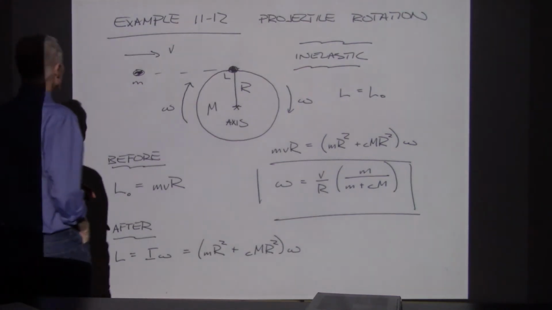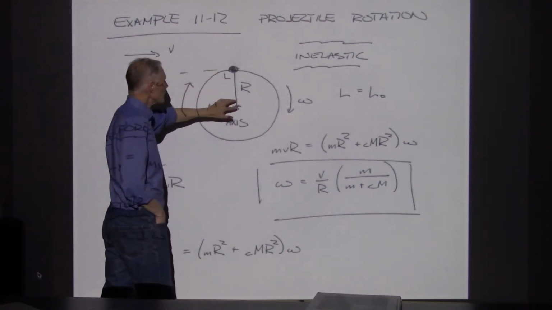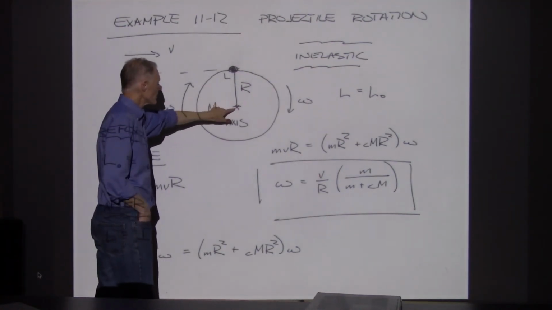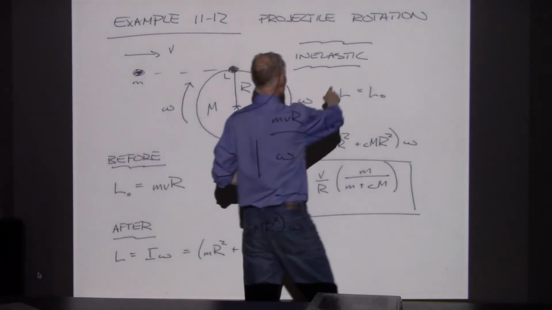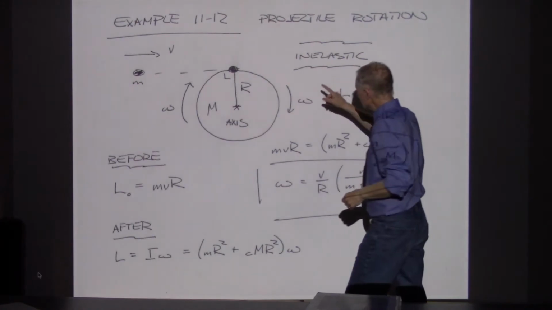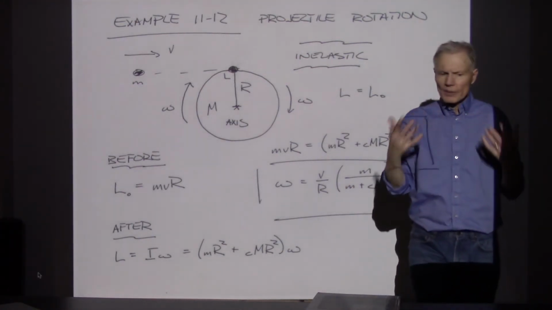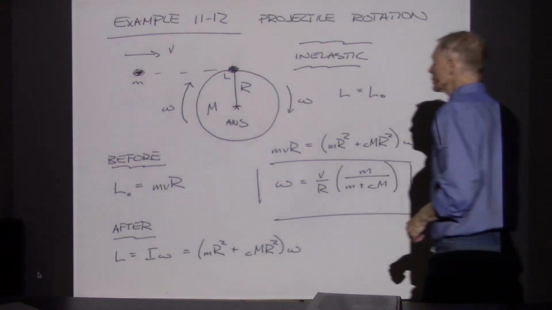So let's set this problem up. We've got an object M coming in. Now there's a fixed axis in this problem. So there's an axis and it's fixed, and it's right at the center of the cylinder. And it's an inelastic collision, and it's going to set the cylinder into motion. We want to find out what the speed of rotation will be when the cylinder is put into motion.